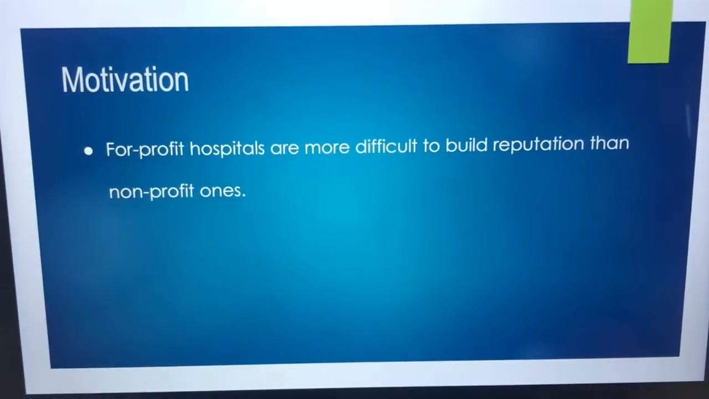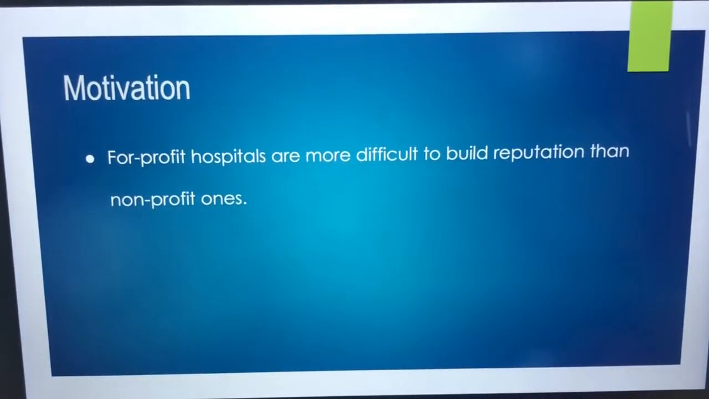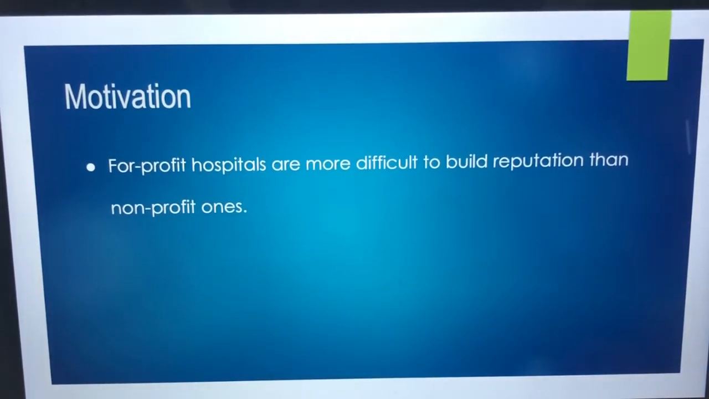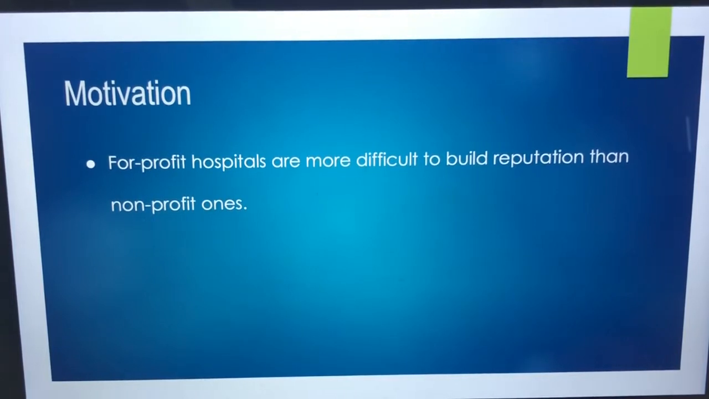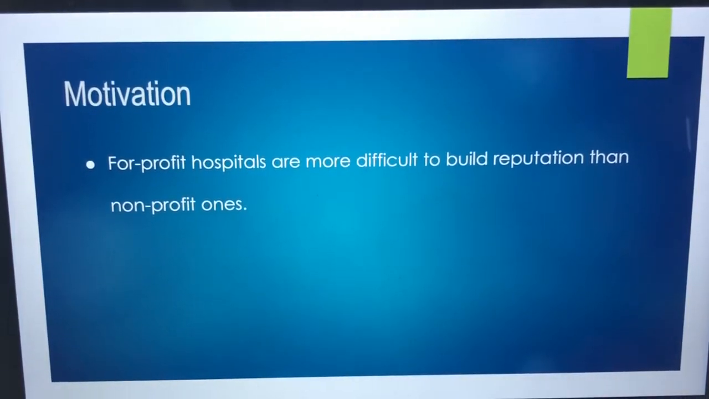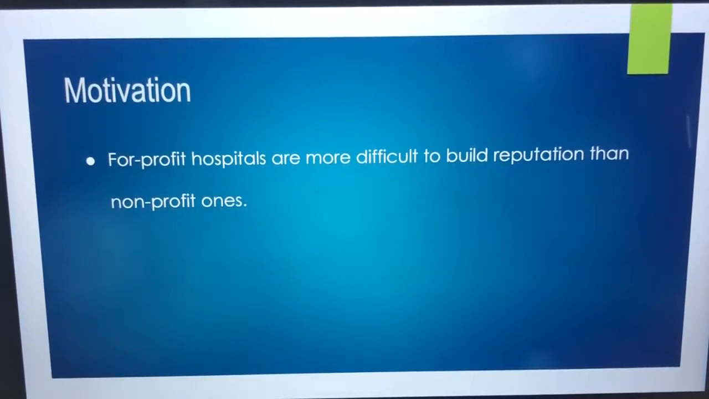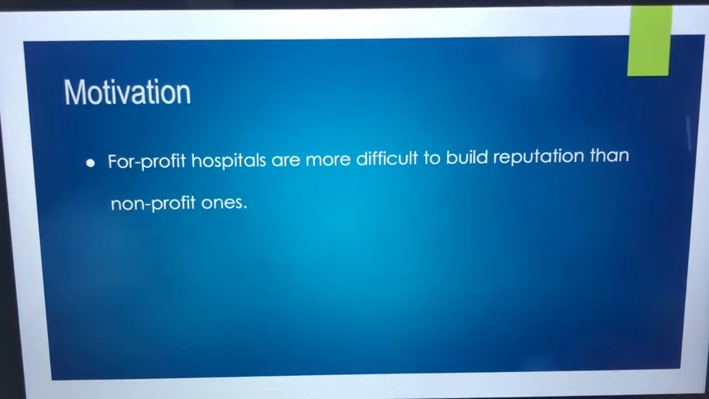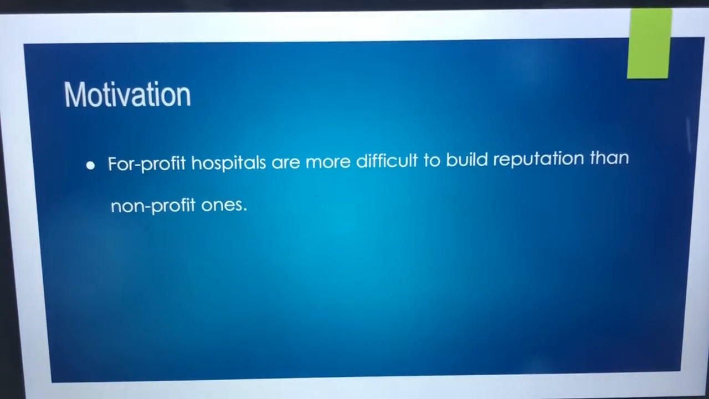From the research we explored, we found that for-profit hospitals are generally more expensive and built later than public hospitals. Therefore, private hospitals find it more difficult to build a reputation than non-profit ones. To change the situation of for-profit hospitals, we try to find out the reasons that impact hospital service, and find possible methods to promote their reputations and improve their business development.